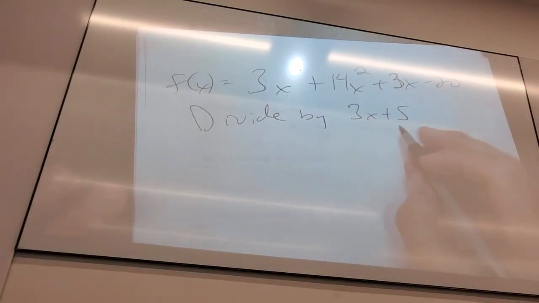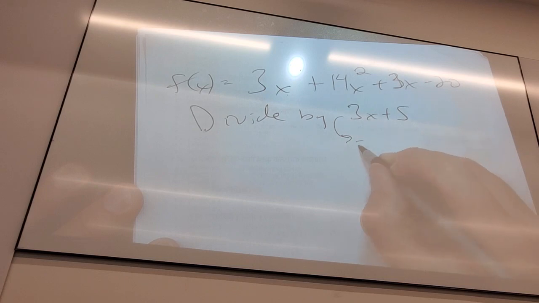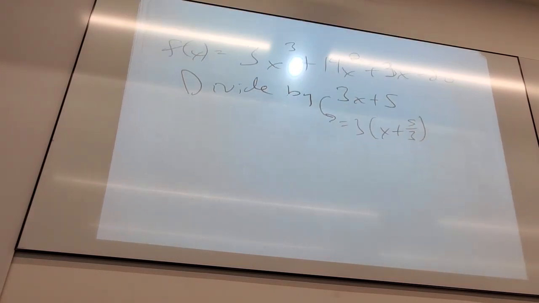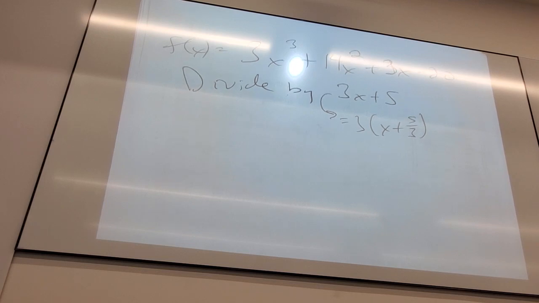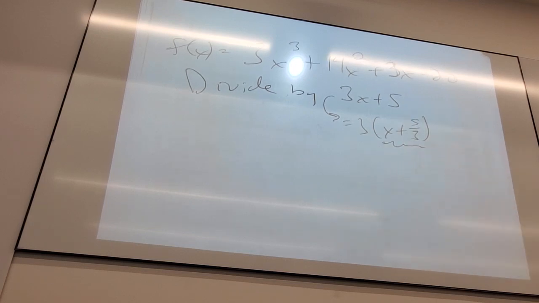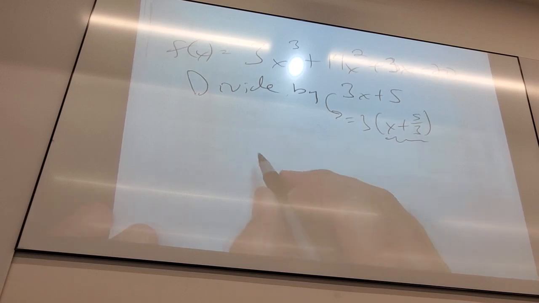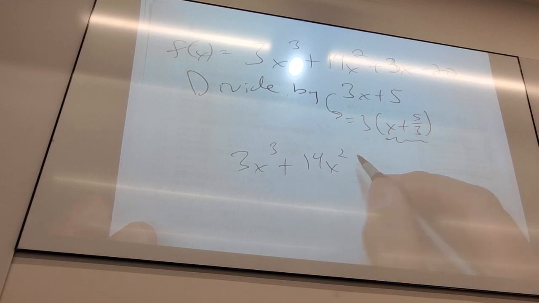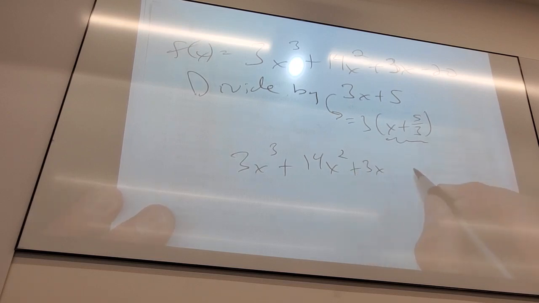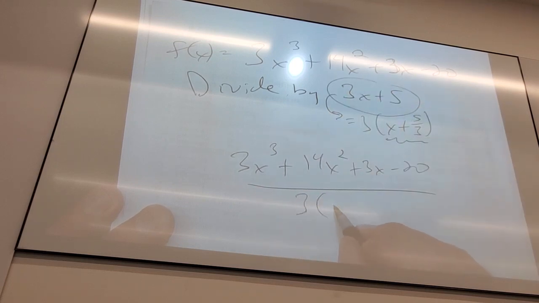Let me see if you guys are cool with this. Isn't 3x plus 5 equal to 3 times x plus 5 thirds? You guys with me? Yeah. Doesn't this work? So if I'm dividing 3x cubed plus 14x squared plus 3x minus 20, I could change this over. I'm going to divide by 3x plus 5, but I'm going to write it like this.